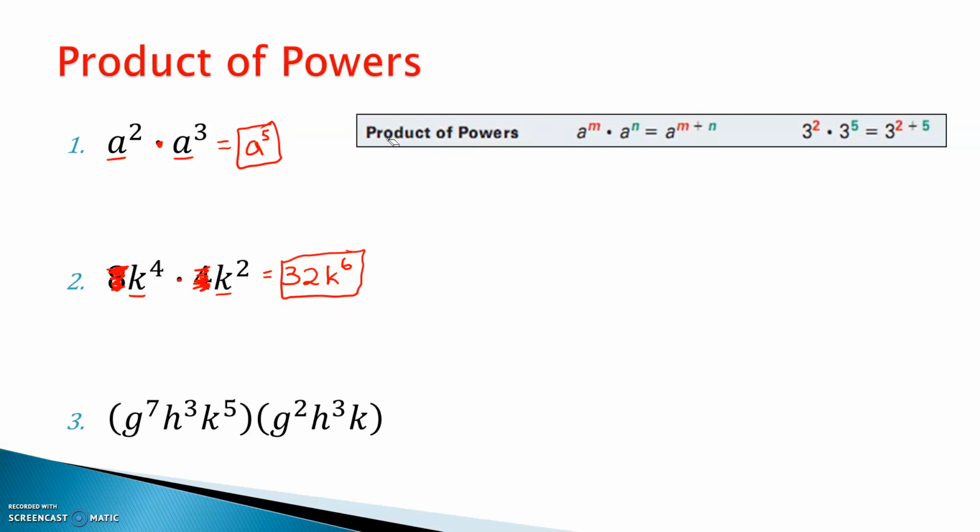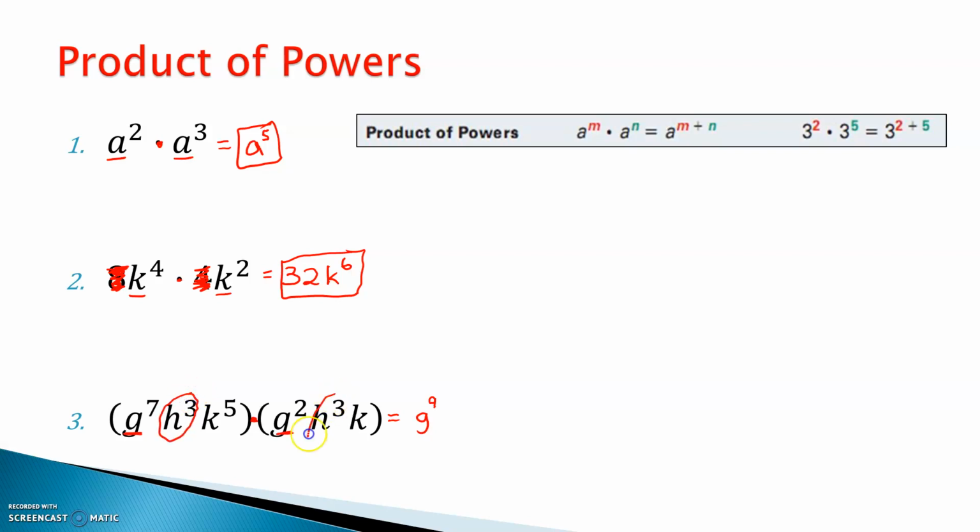All right, for the next one, it's still multiplication. I know there's parentheses, but there's still technically multiplication in the middle. Again, take it piece by piece. G's with G's. You're multiplying same bases. What do we do with those exponents? We add them, and we get G to the, what's 7 plus 2? That gives us 9. All right, move on to the next one.